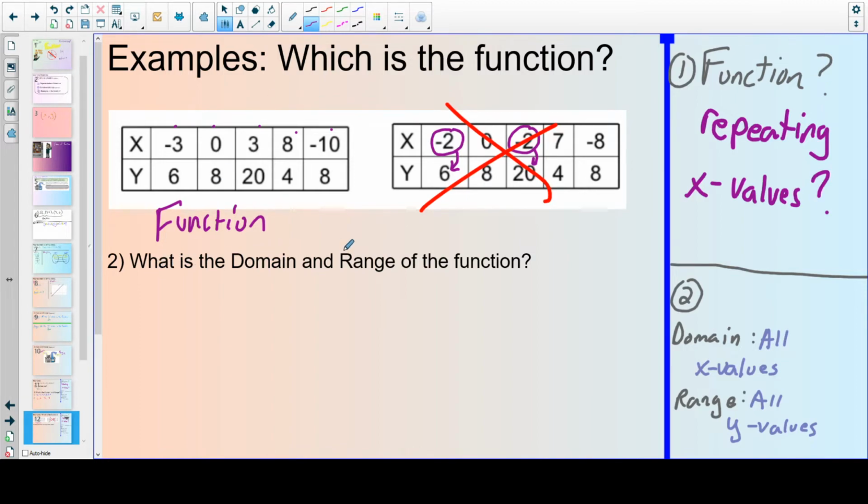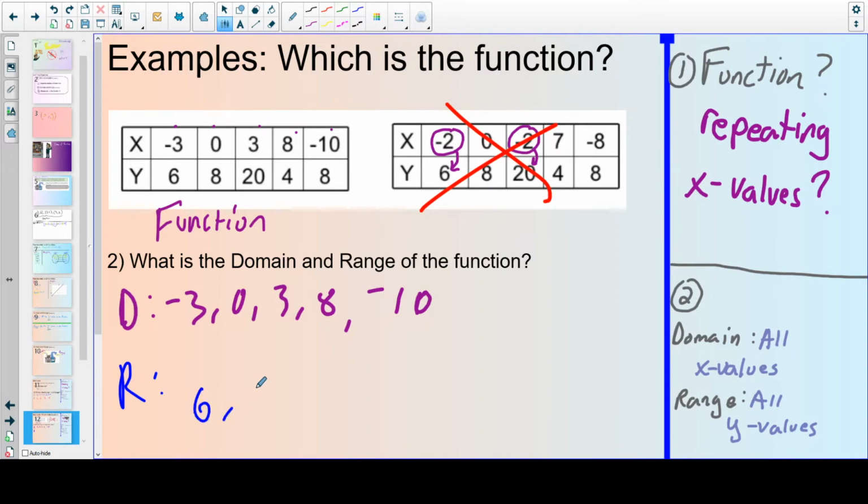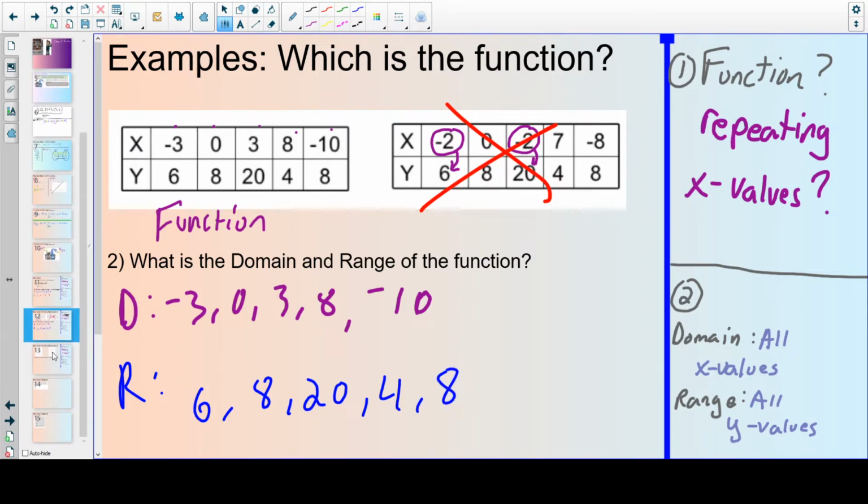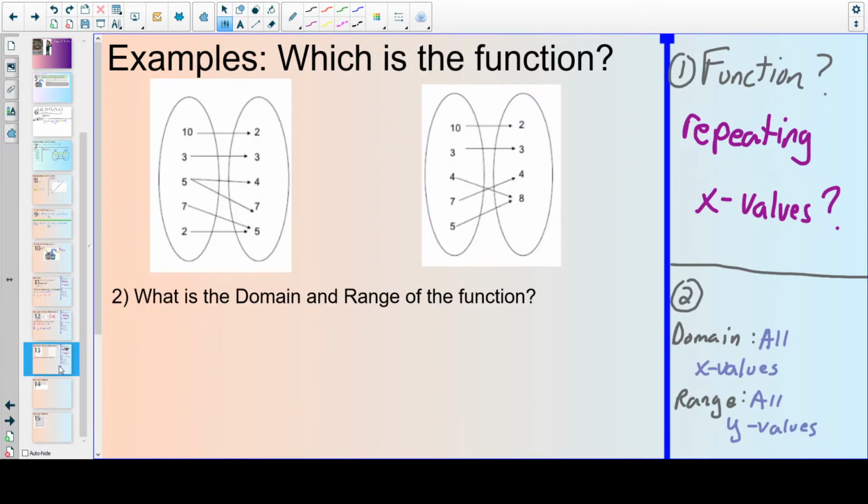So what is the domain and the range of the function? So of this function, the domain is -3, 0, 3, 8, and -10. Whoops. And if we're looking for the range, well, the range, remember, are all the y values. So that's 6, 8, 20, 4, and 8. Okay, almost there. Let's do another example.